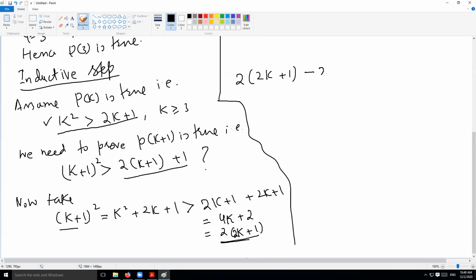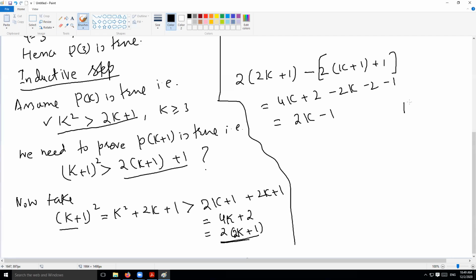So if I subtract, 2 times (k+1) plus 1, and simplify, what are you going to get? You get 4k plus 2 minus 2k minus 2 minus 1, and everything that you get is really 2k minus 1. Can I say 2k minus 1 is a positive number? Why is 2k minus 1 positive? Yes, sir, because k is greater than or equal to 3.